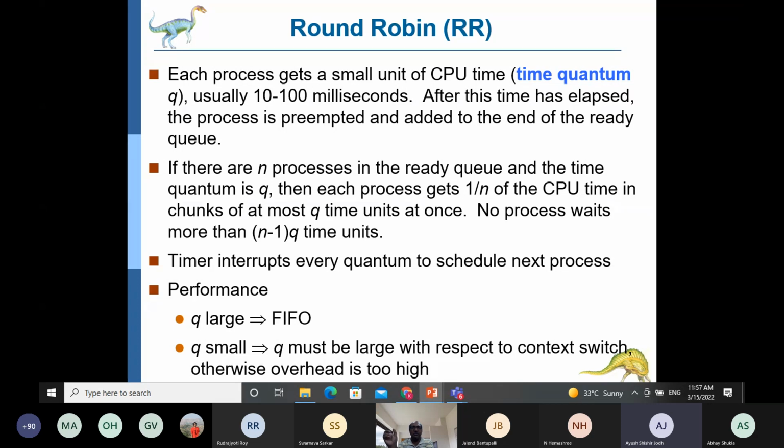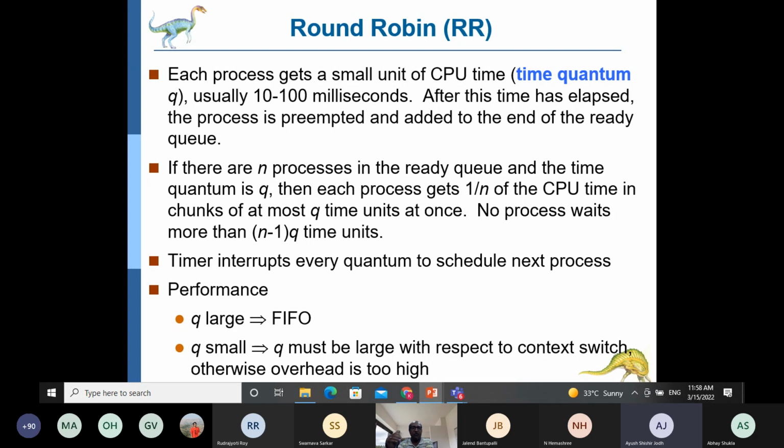Suppose the time quantum is very small. Then what happens? The CPU will encounter more context switches because, for example, instead of 10 milliseconds, if you set the time quantum to 1 millisecond, it means that for every millisecond you need to switch the process. It means you have to perform the context switch, or the dispatch latency, whatever. So the overhead will increase if you give a very small time quantum, right? That is a problem.